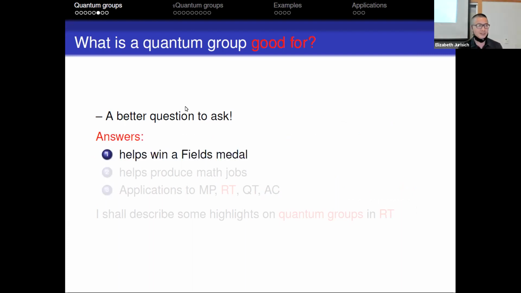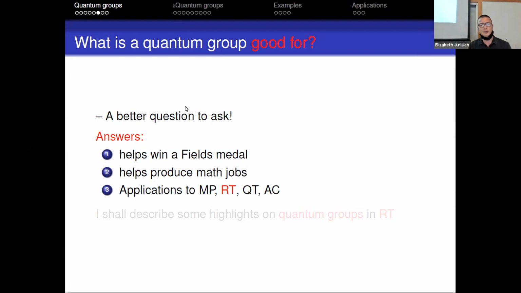Well, number one, it helps win Fields medals, helps produce lots of math jobs. Well, a little more seriously, there are applications to, these are already four different areas: mathematical physics, representation theory, quantum topology, algebraic combinatorics. And not many new concepts have such an impact. I certainly cannot easily come up with another example.